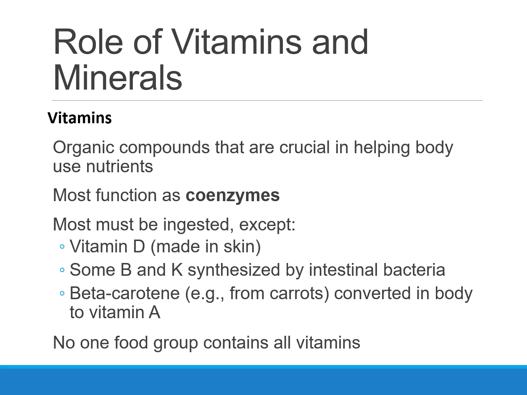What about vitamins? So these are organic compounds that are crucial for helping our body use nutrients. And so that is a key word, helping. Most of them function as coenzymes. Most must be ingested. However, vitamin D is made through the skin, or at least the process is started at the skin. There are some B vitamins and K vitamins that are synthesized by the bacteria that are living in your gut. And then beta carotene, for example, that comes from carrots, anything orange or red or yellow, is converted in the body to vitamin A. There is no one food group that contains all of the vitamins, which goes back to the whole idea that you've got to eat a balanced diet.